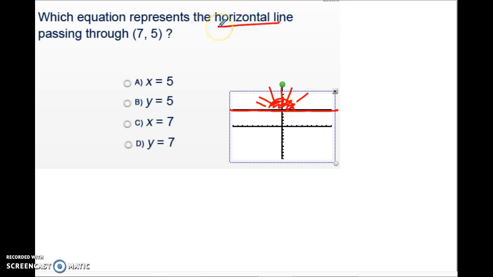So since we know we want horizontal, now that we've seen it, we know we're dealing with one B or D. All right, I want the horizontal line passing through this point. Well, remember, X is a 7, Y is the 5. So we want this one here for Y equals 5. Y equals 7 would be all the way up here, and I'll switch pen color. Y equals 7 would be up 2 units higher, so it wouldn't cross through that point.